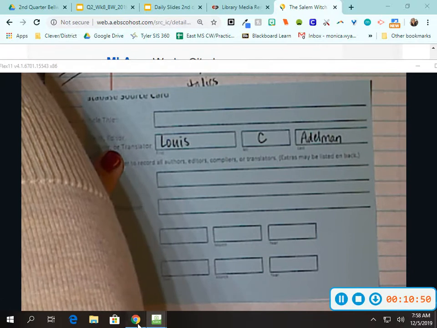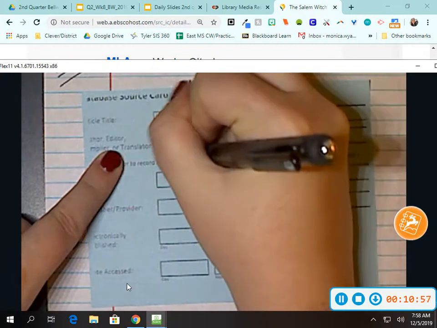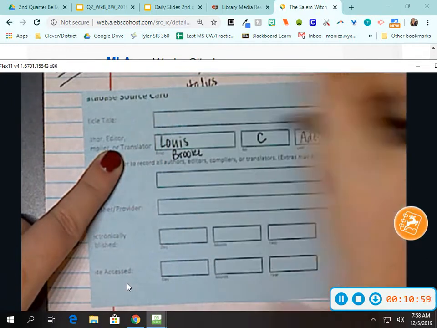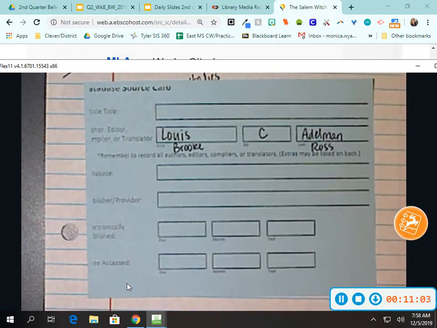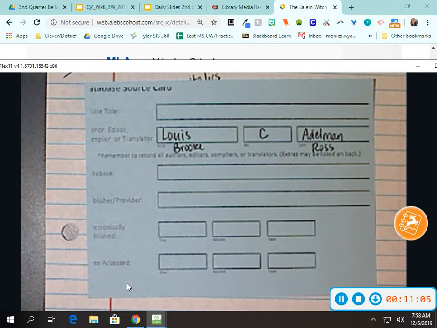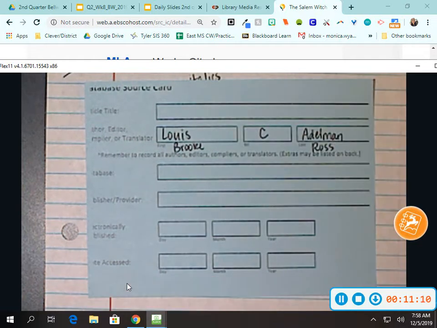Now, my next person was Brooke Ross. So how I'm going to do it is I'm just going to do it underneath. You could have done it, I mean, really, as long as you have both on there, it doesn't really matter. You could have put Brooke up here with it and did a slash. It doesn't really matter. We're not building a rocket here.